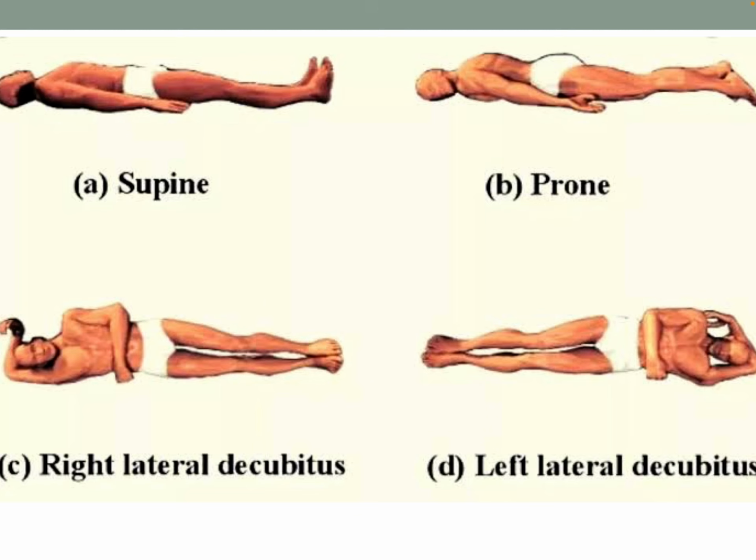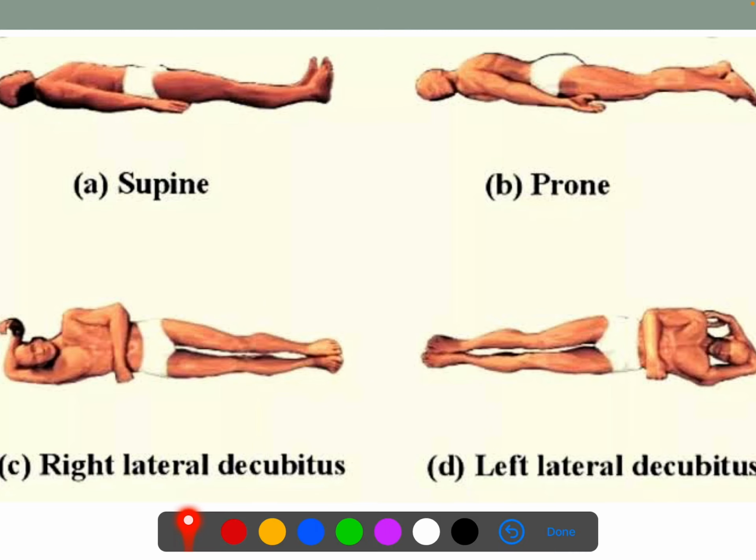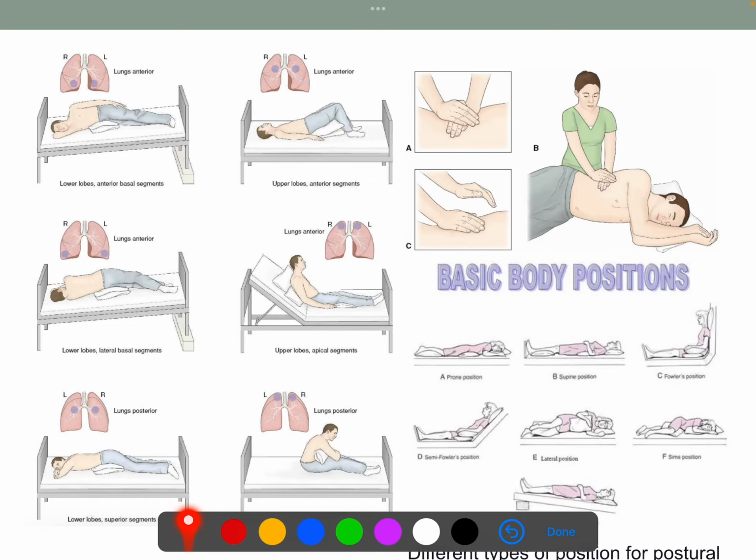So these are positions. Supine position will be like this, and prone position will be like this. Right lateral decubitus will be like this. Left lateral decubitus will be like this. So these are the positions according to the lobes. Sometimes they will ask this question, but try to understand it. Mostly they will not ask, but try to understand. Sometimes, with luck, they might ask. And this is a technique of percussion.